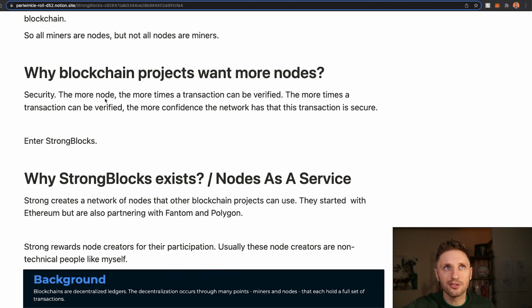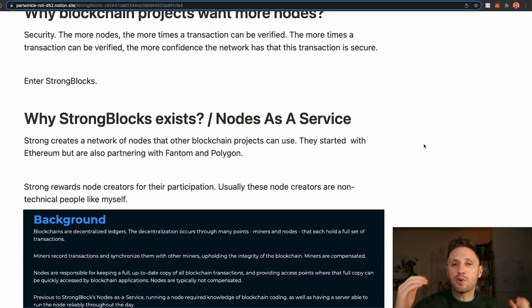Enter StrongBlocks. There's a little typo right there. I'm going to fix that real quick because it's really bothering me. All right, the S is in nodes. We're good to go. This is why StrongBlocks exists.